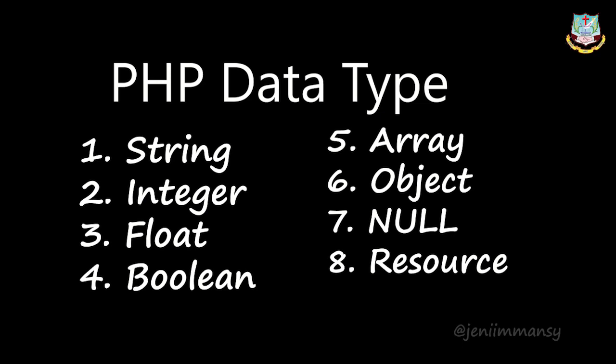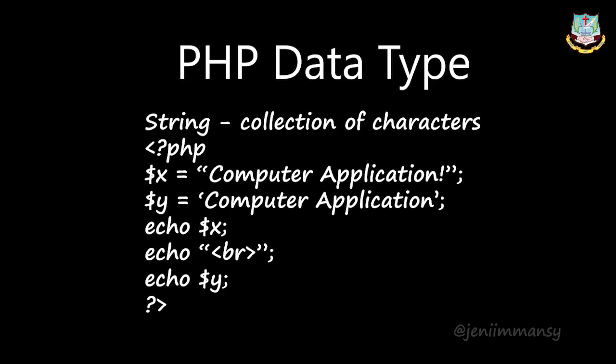Okay, string, integer, float, boolean, array, object, null, resource. First, let's see what is string. String is a collection of characters. A is a character, B is a character, a single letter is a character. So if you write Jenny, it is a collection of characters. So a collection of characters is called a string.